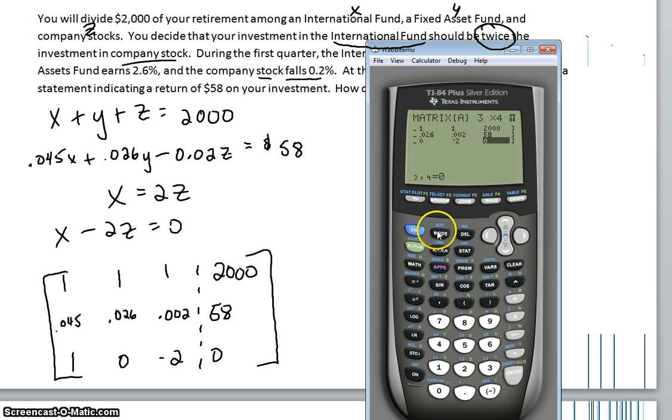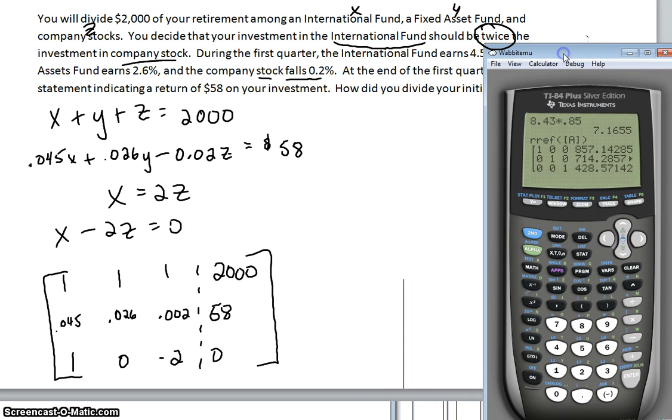Quit that. Go back to the matrix. Do my math. I want RREF, and again back to the matrix, choose matrix A, and we get this stuff. That seems like a lot of stuff there, but that's what we get. So it's going to be our answer. Make sure I put that into my matrix correctly.